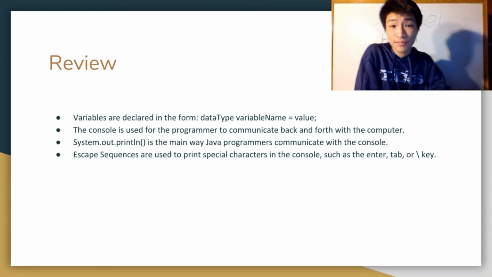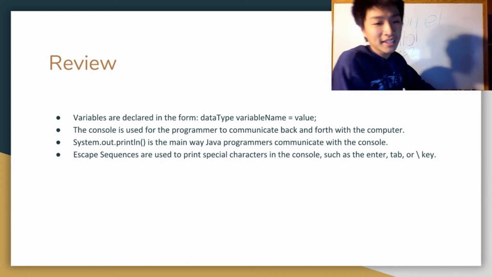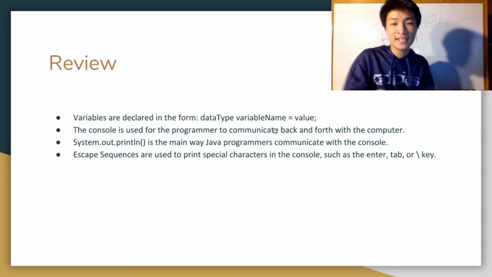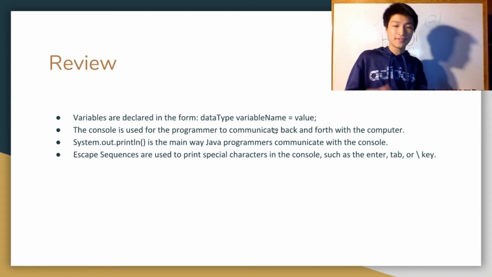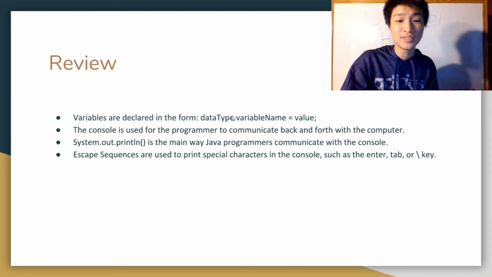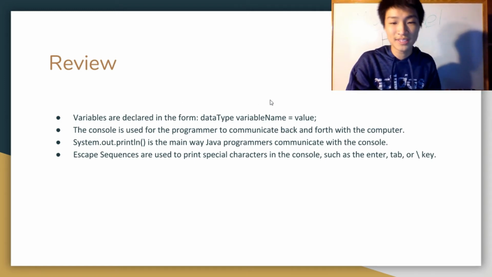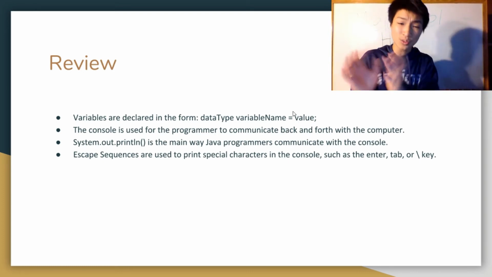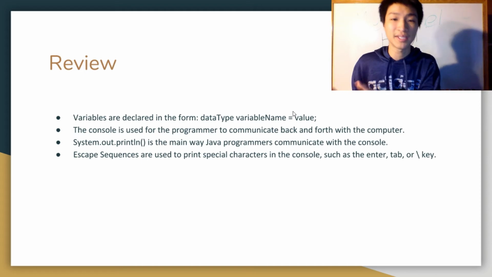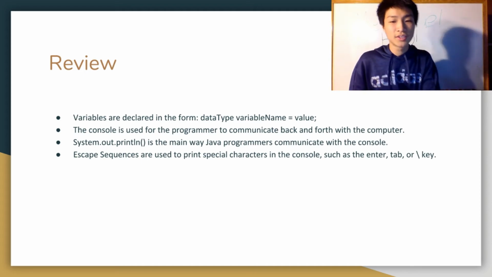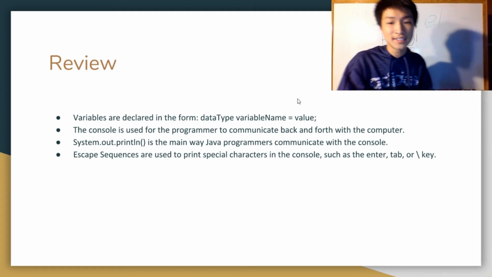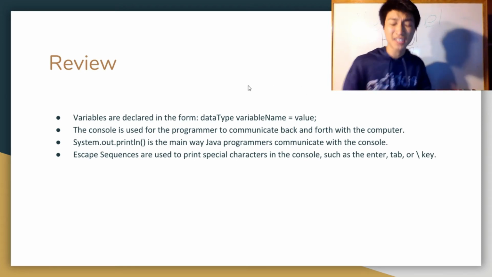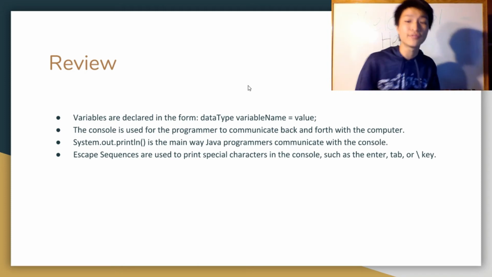So yeah, let's review. A variable again, it's just a container with a data type, a name and a value. The way we declare it is we say the data type first, what the value is going to be like, then we say the variable name, and then we say =, and the value that we want to put inside of it. So the =, all it does is it takes this value and puts it inside of the variable name. We talked about the console. It's how we communicate back and forth with the computer.